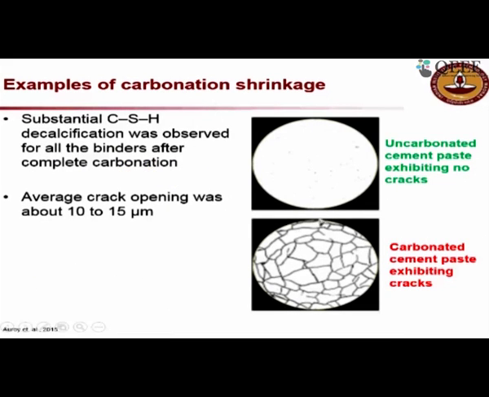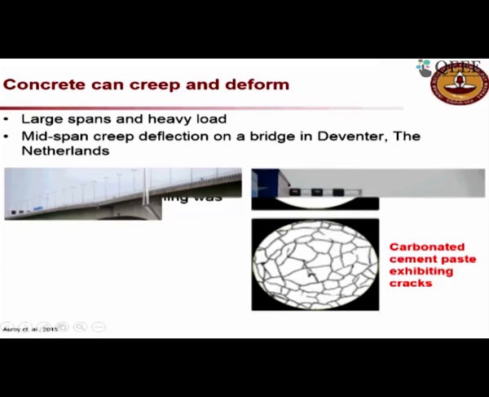Now, this is an example which shows a concrete image obtained using image analysis. They converted the cylindrical specimen into a black and white sketch. Here you can see uncarbonated cement paste exhibiting no cracks. When the cement paste was carbonated, you see significant cracking happening. So it is possible to have significant cracking due to carbonation, and it's very relevant for systems where a large quantity of cement is being used.